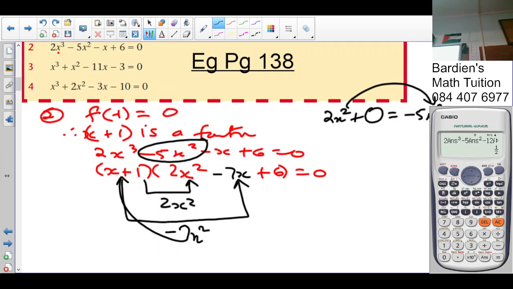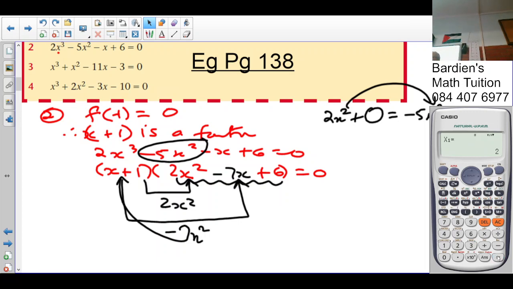What do you notice here? What do we have here? What is this, eh? Trinomial. Not so. So you can factorize. If you can't factorize a trinomial as it stands there, you can use the quadratic formula. Or if you've got this calculator, you might like it easier. So it's 2, negative 7 and 6.